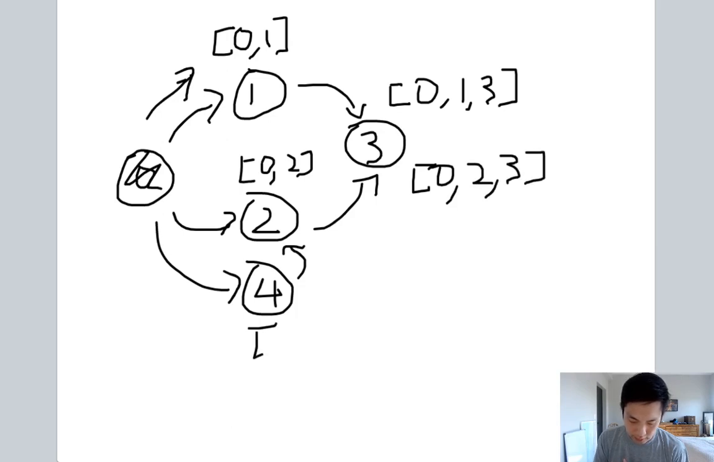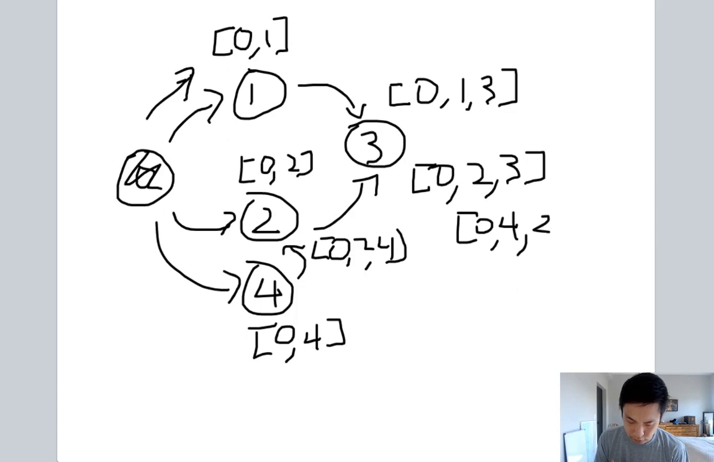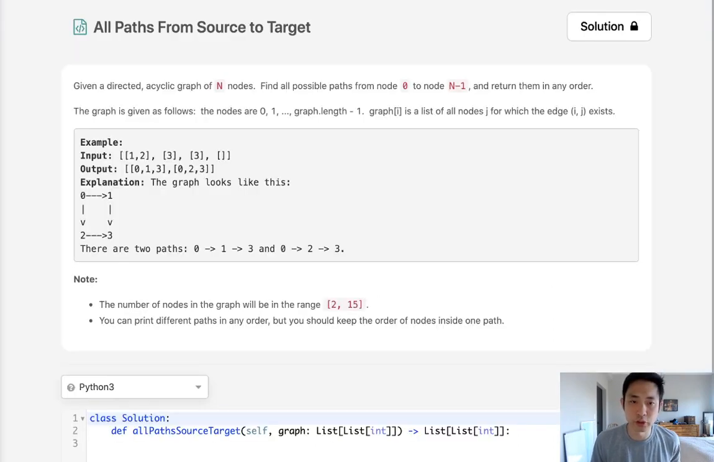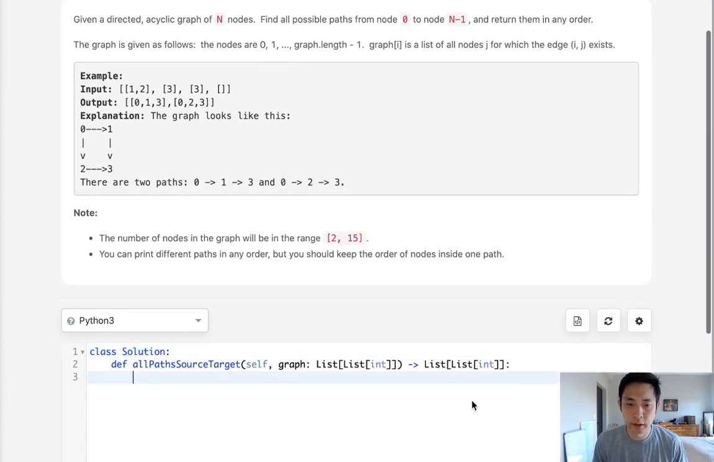Here, you can imagine that we start with 0, 4. Then when we get to 2, we build up to 0, 2, 4. And finally, it becomes 0, 4, 2, 3. This is flipped. Okay, well, hopefully that is explanation enough. Let's go ahead and start coding this out.